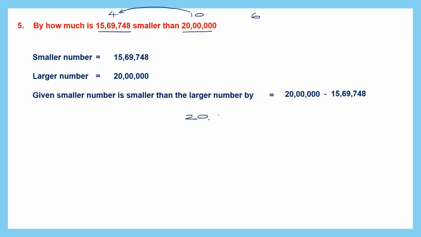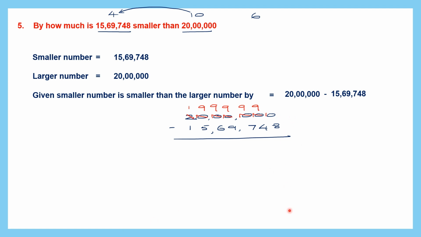So 20 lakh, we write first, and then below this we write 15,69,748. Now let's subtract. As you can see, they're all zeros. So we're going to borrow from 2. So when we borrow from 2, 2 becomes 1. This is 10. So all these will become 9. Here also it becomes 9 because we are borrowing from each of these. Only the last one remains as 10.